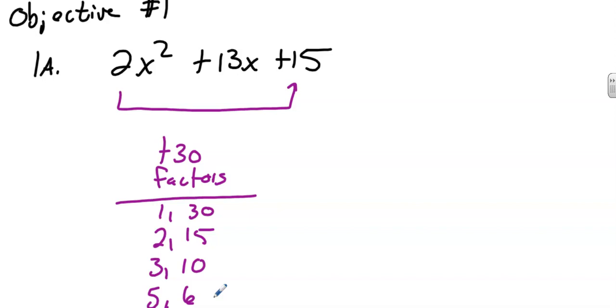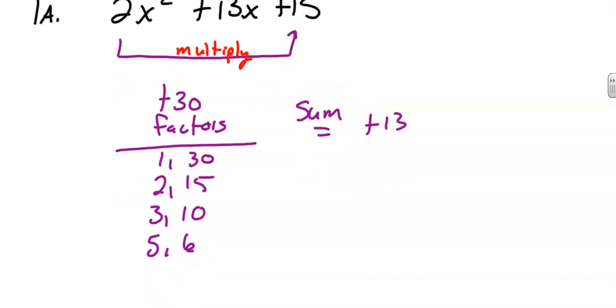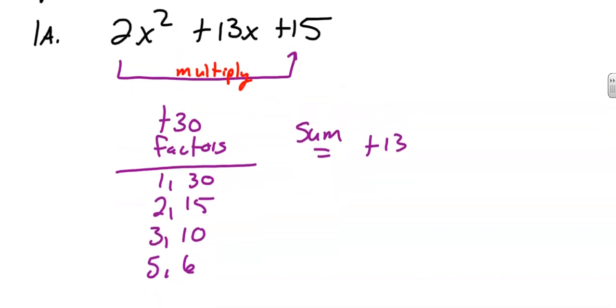Okay, so list all the factors of 30: 1 and 30, 2 and 15, 3 and 10, 5 and 6. And we want the sum to equal positive 13. The good news is they're all positive, which makes it a little bit easier, so even down here, all these numbers would be positive. We just have to find the pair that's going to add up to 13. So that's the 3 and the 10.